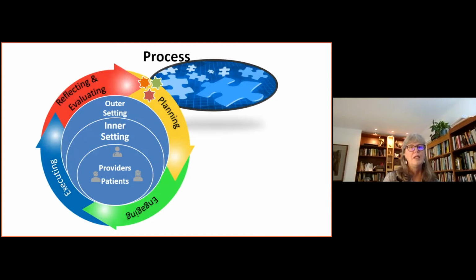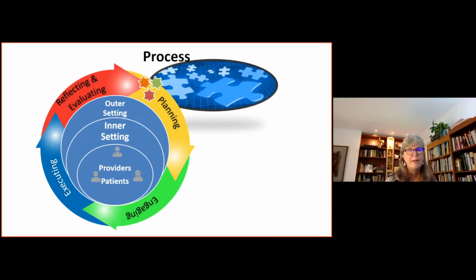The fifth domain is the process domain. The CFIR is, like I said earlier, a determinant framework. That means it's an explanatory framework. For those of you who are more quantitatively minded, you could view these as potential variables that would moderate the relationship between the strategies that we use to implement and the outcomes that we observe.